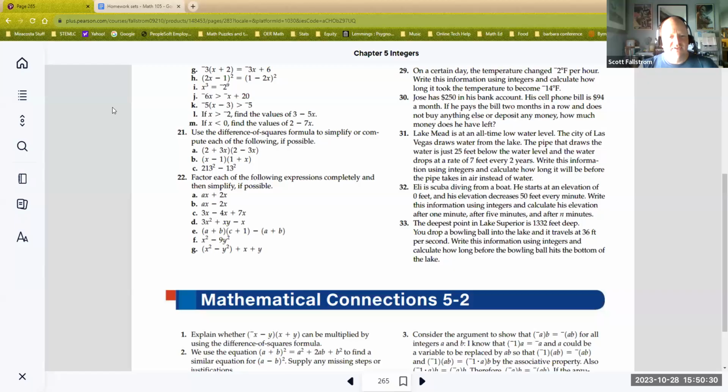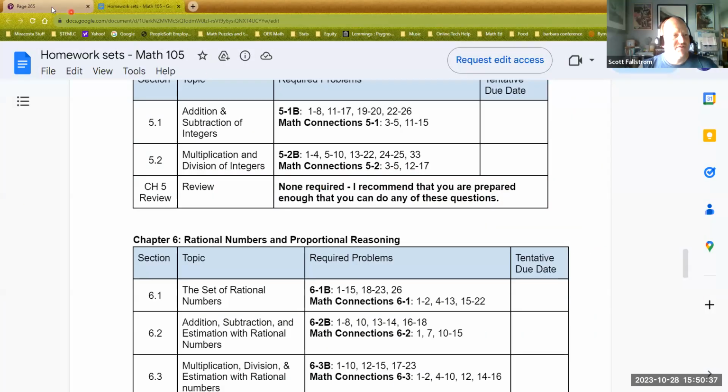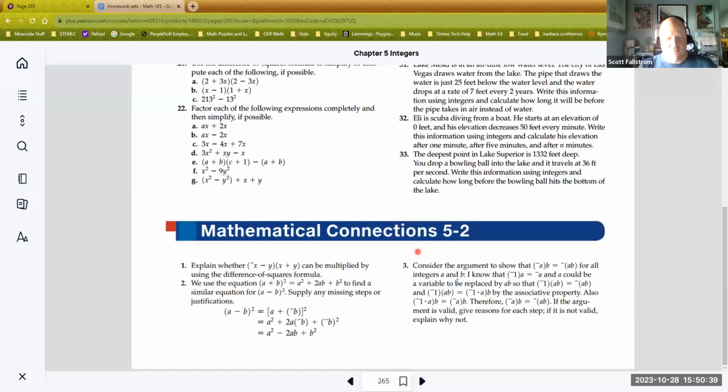Hello, students. We are going to tackle mathematical connections. And for this section, you have 3 through 5 and 12 through 17. So 3 through 5, you have an argument here.